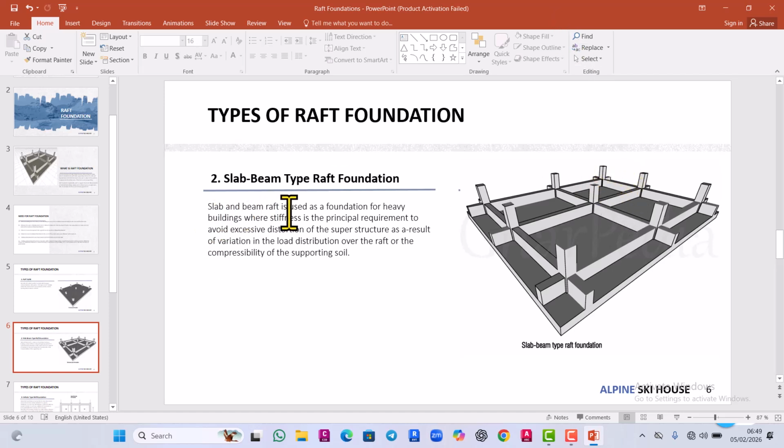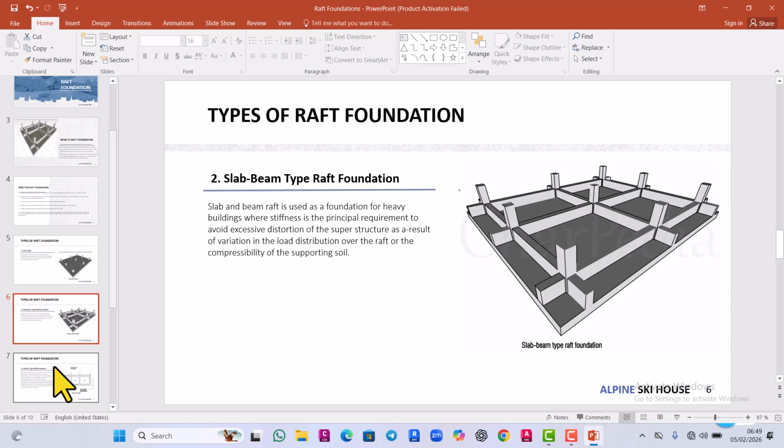They said slab and beam raft is used as a foundation for heavy structures where stiffness is the principal requirement to avoid excessive distortion of the superstructure as a result of variation in load distribution over the raft, or the cost. So it's still the same thing I've said. It's more economical, especially when there is heavy load, because what will cause an ordinary slab to increase in thickness is the punching shear, but the beam has actually removed that.